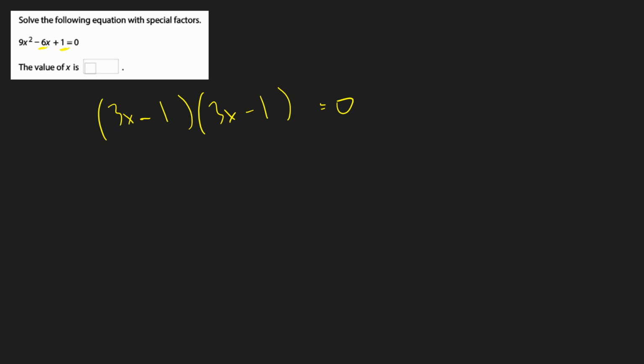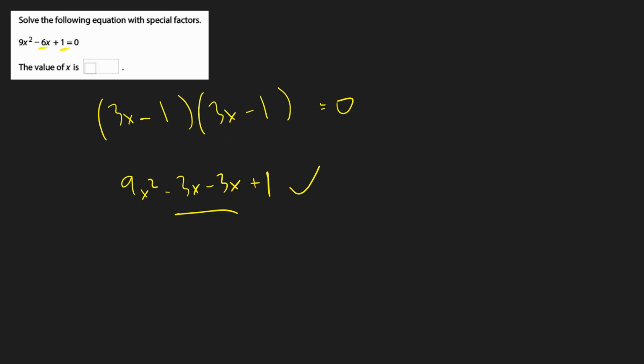First times first, 3x times 3x. I'll just write it down for you. That's 9x squared. Outside times outside, minus 3x. Inside times inside, that's another minus 3x. There we go. Negative 3x and negative 3x add up to a negative 6. So I know I did it right.